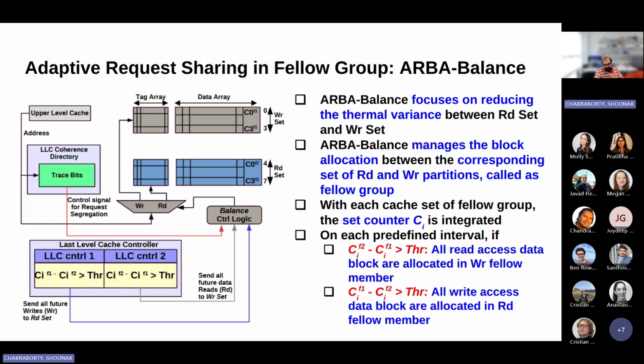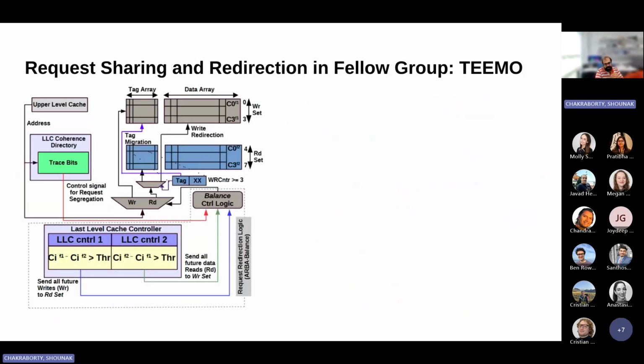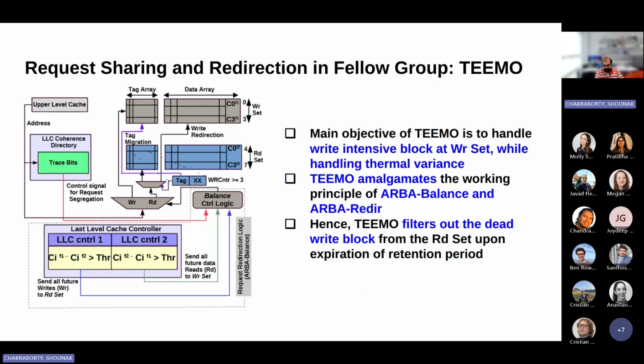To combat this problem, we added the counter that we proposed a couple of slides back while talking about the read set. This counter has been added to the previous logic of ARBA balance, and finally we have the architecture of TIMO. In addition, TIMO also filters out the dead write blocks from the read set upon expiration of the retention period. So this is how TIMO works.